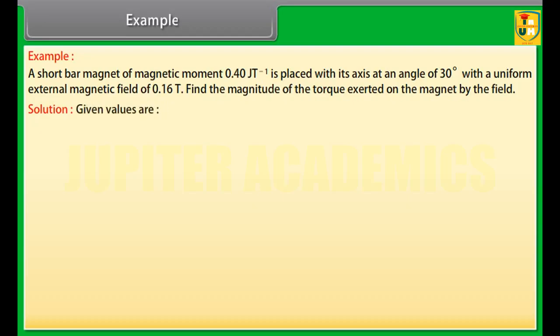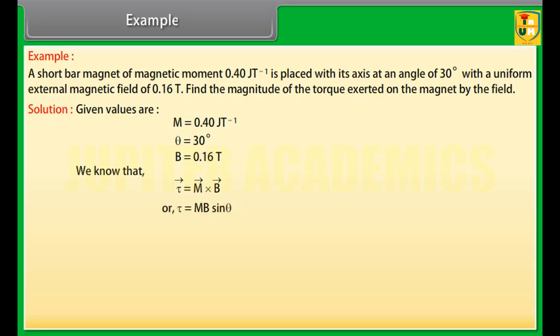Here the given values are: M is equal to 0.40 joule per tesla, theta is equal to 30 degrees, B is equal to 0.16 tesla. We know that tau is equal to the cross product of M and B, or in terms of magnitude, tau is equal to MB sine theta. Put the values in the above equation.